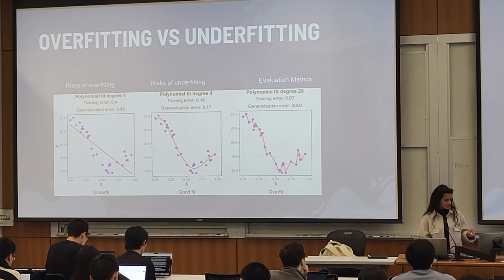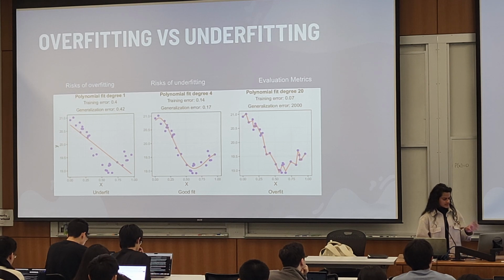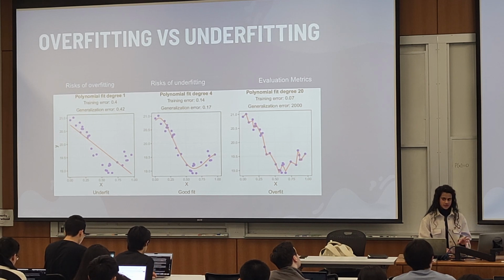So as you can see over here, the polynomial degree of the first model is 1, right? The training error is 0.4, which is pretty bad, 40% error, and the generalization error is 0.42, which is also pretty bad.